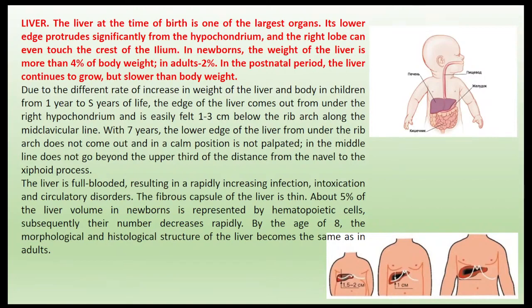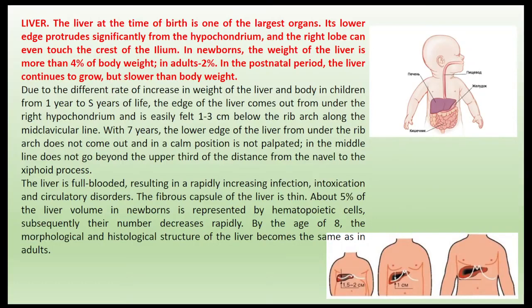The liver at the time of birth is one of the largest organs. Its lower edge protrudes significantly from the hypochondrium, and the right lobe can even touch the crest of the ilium. In a newborn, the weight of the liver is more than 4% of body weight. In an adult, it is only 2% of body weight.